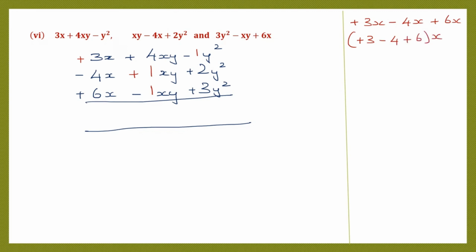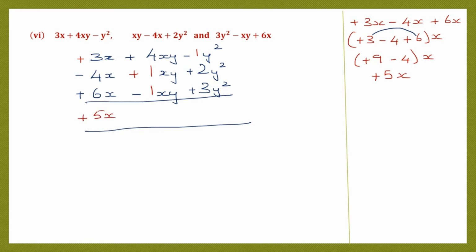Add up the numbers with the same sign, plus 3 plus 6. So that will be plus 3 plus 6 is 9 minus 4x. Now signs are different. Put the sign of the bigger number and subtract. 9 minus 4 is 5x. So I have got plus 5x.